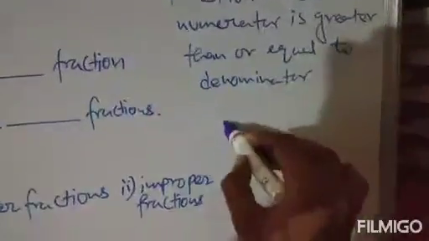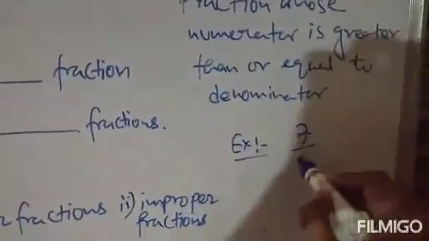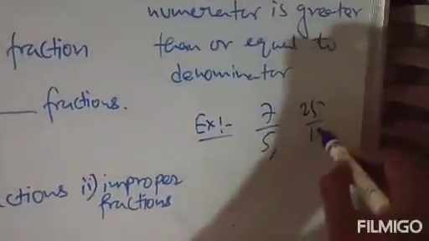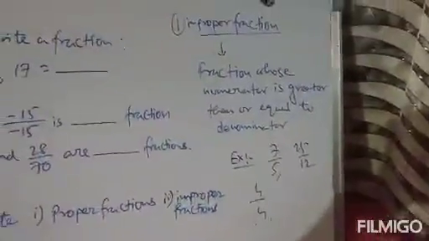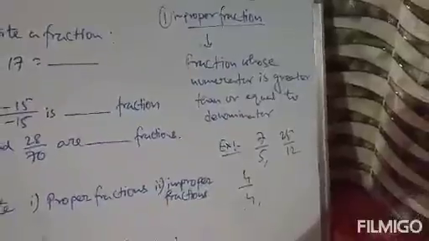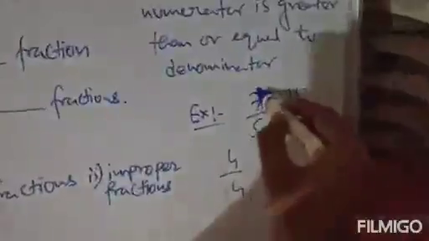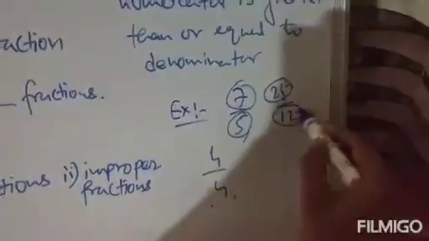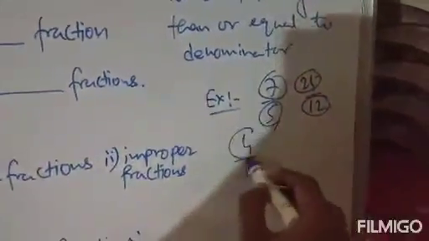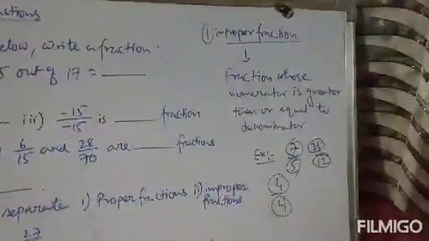For example, suppose 7 by 5, 25 by 12, 4 by 4. All these are improper fractions, because in all these cases either the numerator is greater than the denominator or the numerator is equal to the denominator. In the first case the numerator is greater than the denominator. In the second case also the numerator is greater than the denominator. In this case both numerator and denominator are equal. So all these are improper fractions. Clear? Third category is mixed fraction.